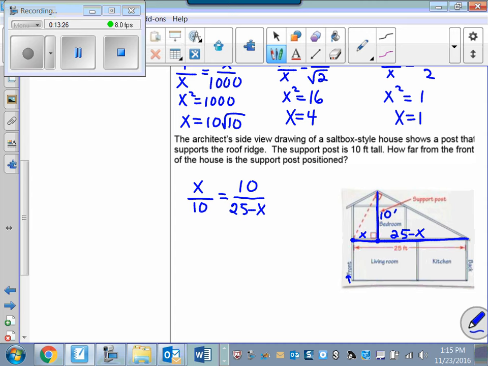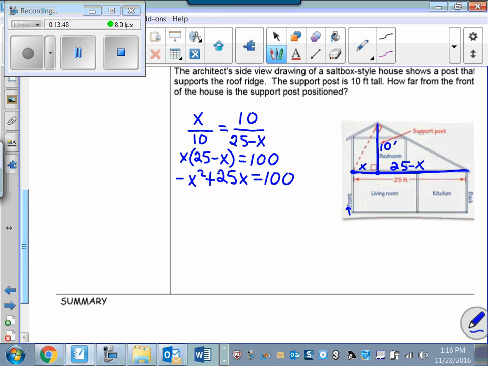Okay, let's take the cross product. So I'll get x times 25 minus x equals 100. Negative x squared plus 25x equals 100. So looks like I'm gonna have to factor this. I don't want this negative x squared over here, so I'm gonna take everything to the right side. Set this side equal to 0. x squared minus 25x plus 100.